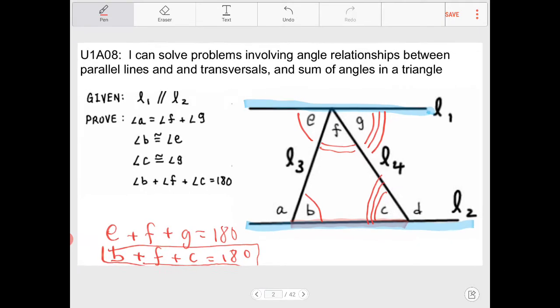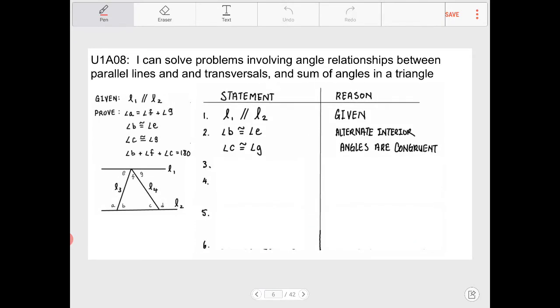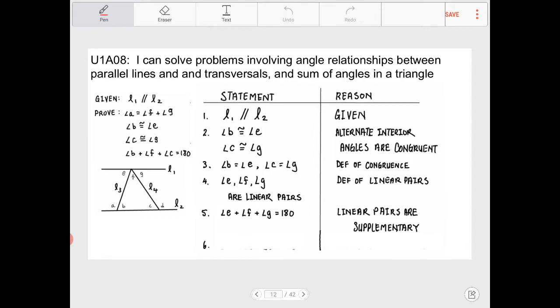Okay. So I'm going to fast forward. This is the formal proof. If you want to take a look at this a little more closely later on, please do that. Pause the screen and read it.